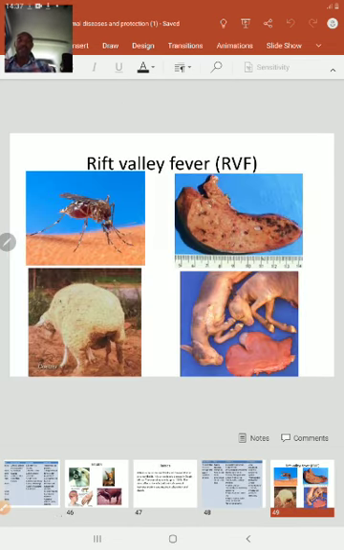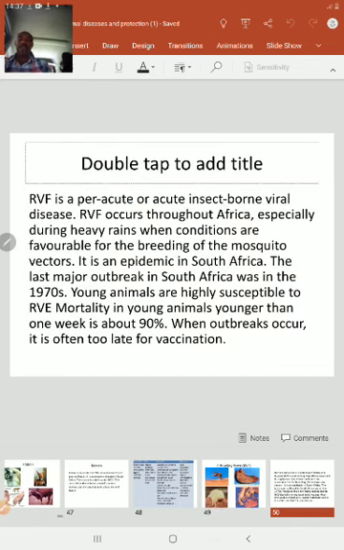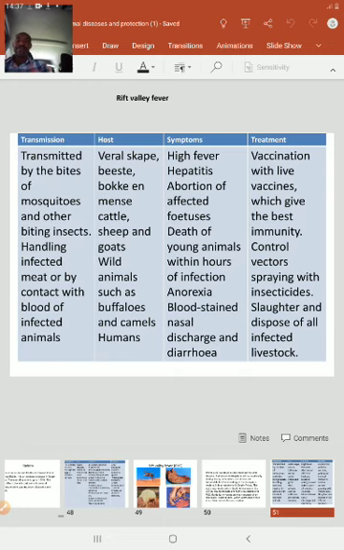Rift Valley fever, you can see it's spread by the mosquito. This is how the meat will look like, and it causes abortion, as you can see there. It's a per-acute or acute insect-borne viral disease. It occurs throughout Africa. You can see that it is transmitted by bites, and it's carried.